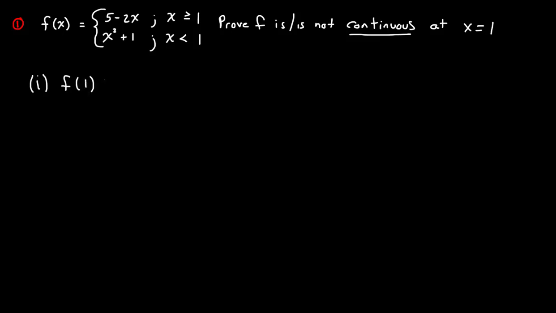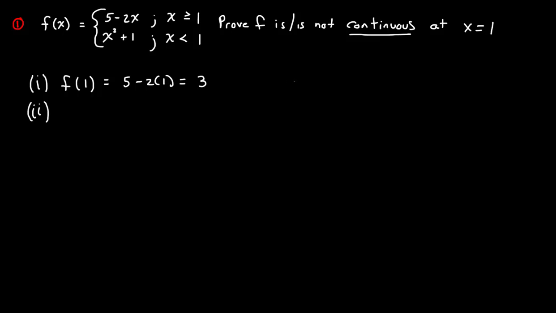So f of 1 is equal to, well, I would plug that into the top. I don't necessarily have to show this substitution, but I could, and that equals 3. Okay, f of 1 equals 3. It exists, and it equals 3. In step 2, we're going to find the limit. This is only a limit portion of the proof.